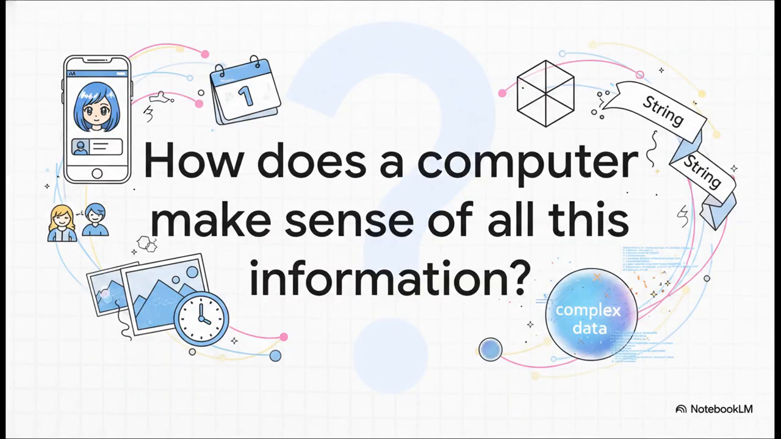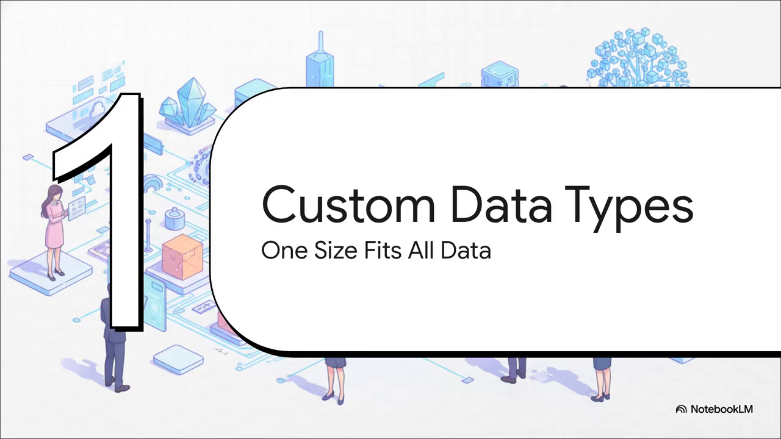I mean, just think about it for a second. Your social media profile isn't just one bit of text, is it? It's a name, an age, a list of your mates, photos, dates, all of this stuff bundled together. A simple integer or a string just can't handle all that on its own. So how on earth do computers manage it? Well, the answer starts with something called custom data types.